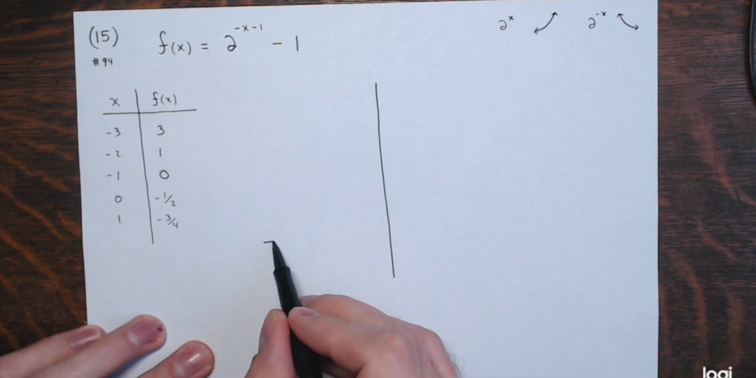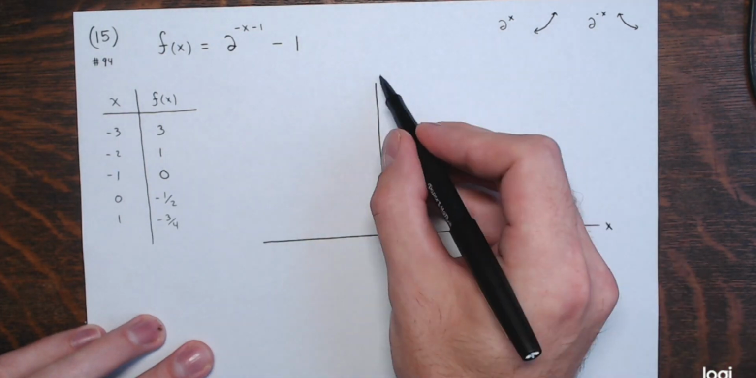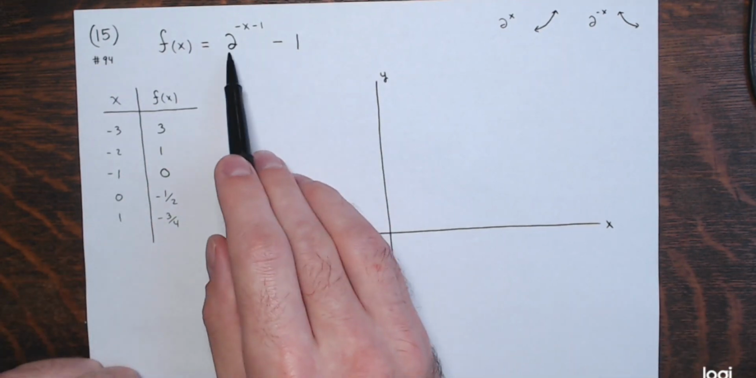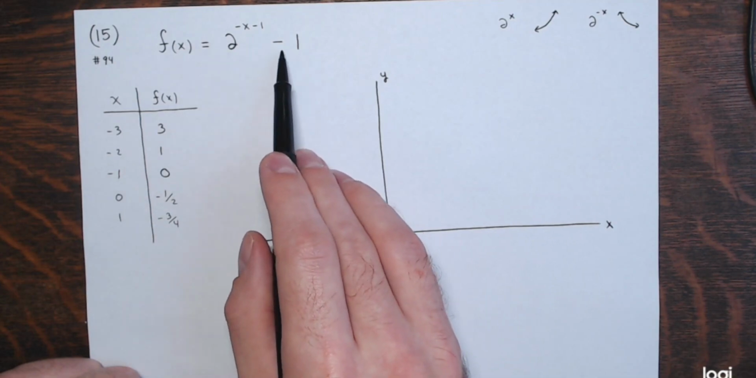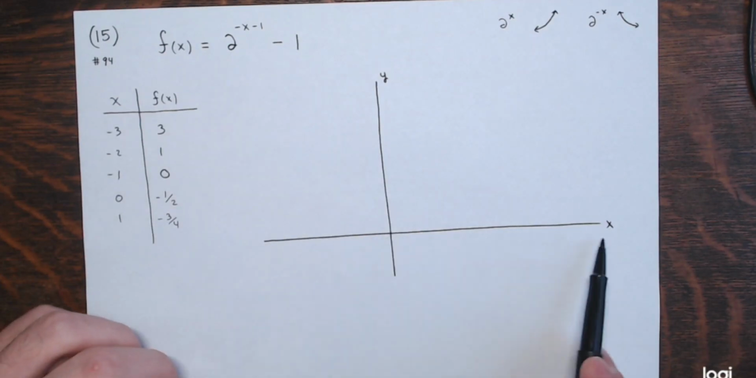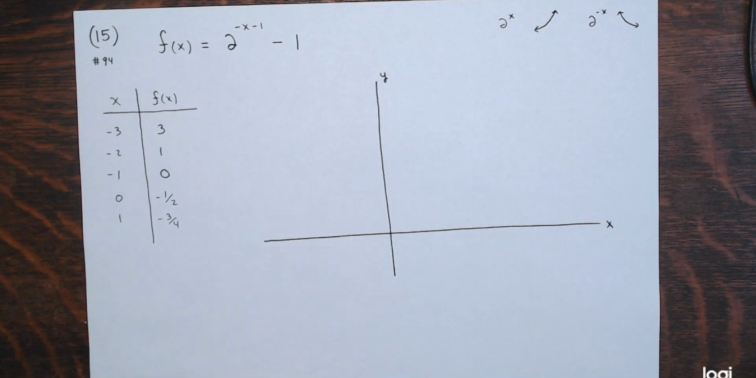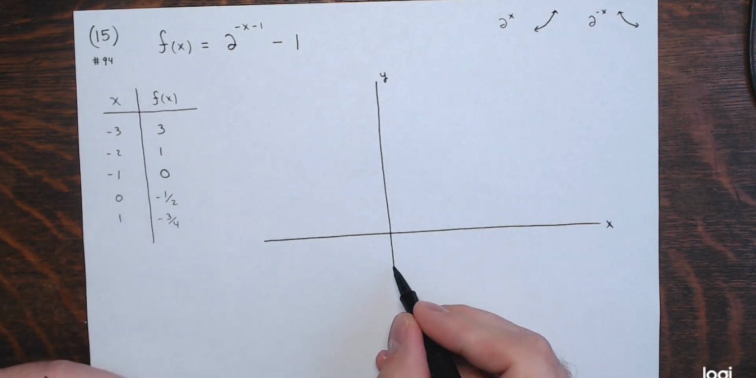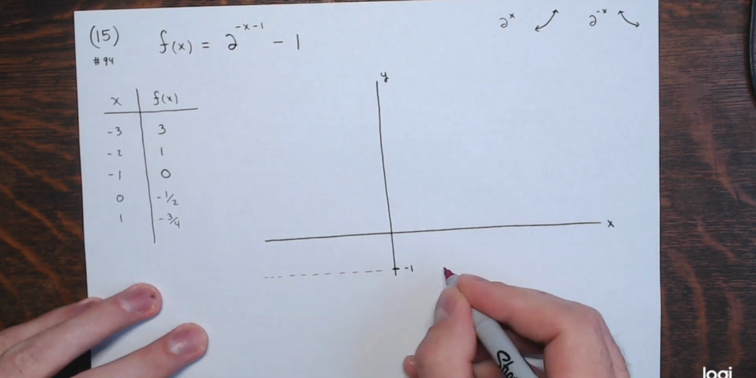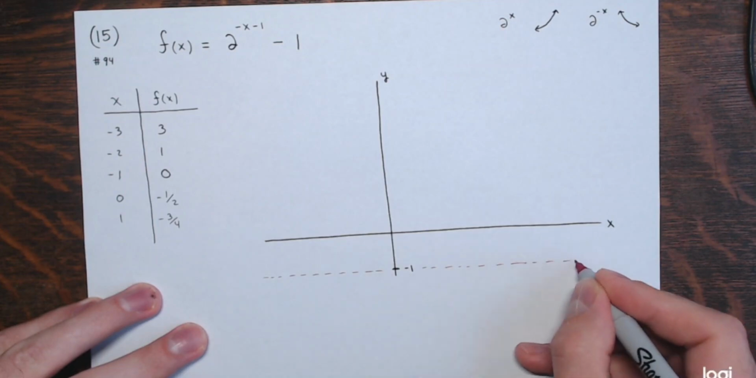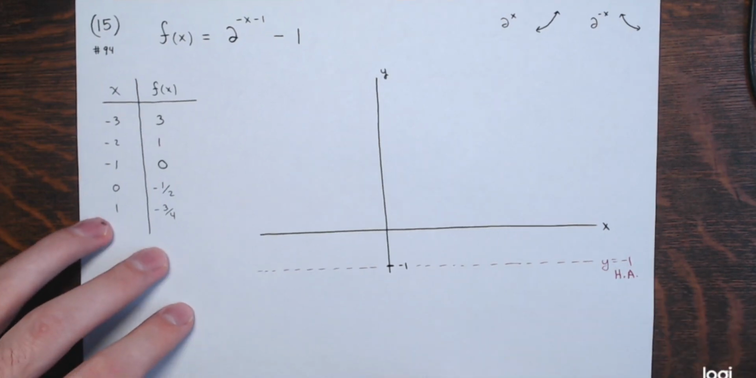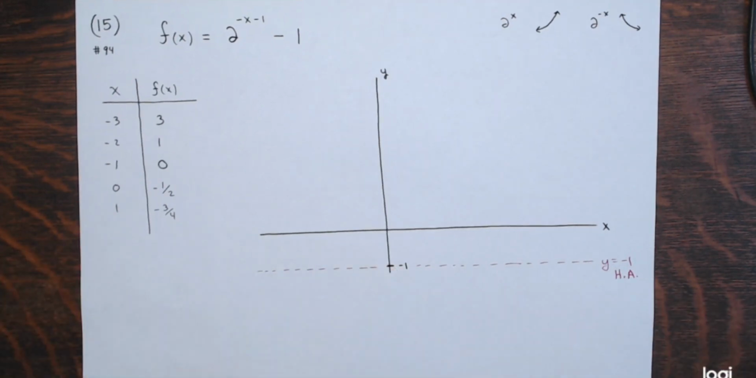I'm going to make a rough sketch. Now, just like I've done in previous questions, see this minus 1 after the exponential function? Remember, that's going to bring everything down 1. So instead of the horizontal asymptote being the x-axis, as it usually is for a basic exponential, it's going to be down 1. I'll put a little dotted line in here at y equals negative 1. This is going to be the horizontal asymptote, HA. The graph will approach this line without actually touching it.